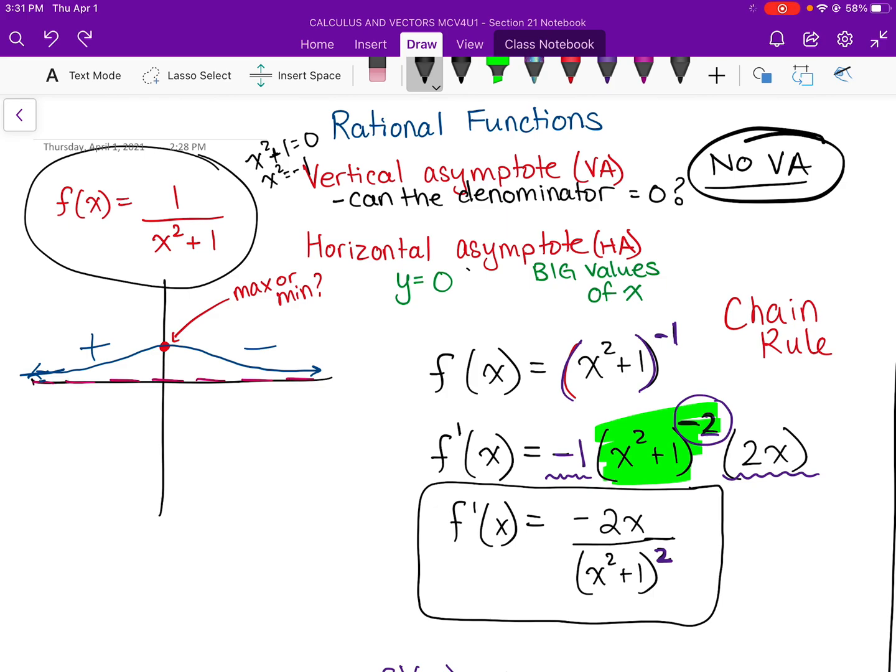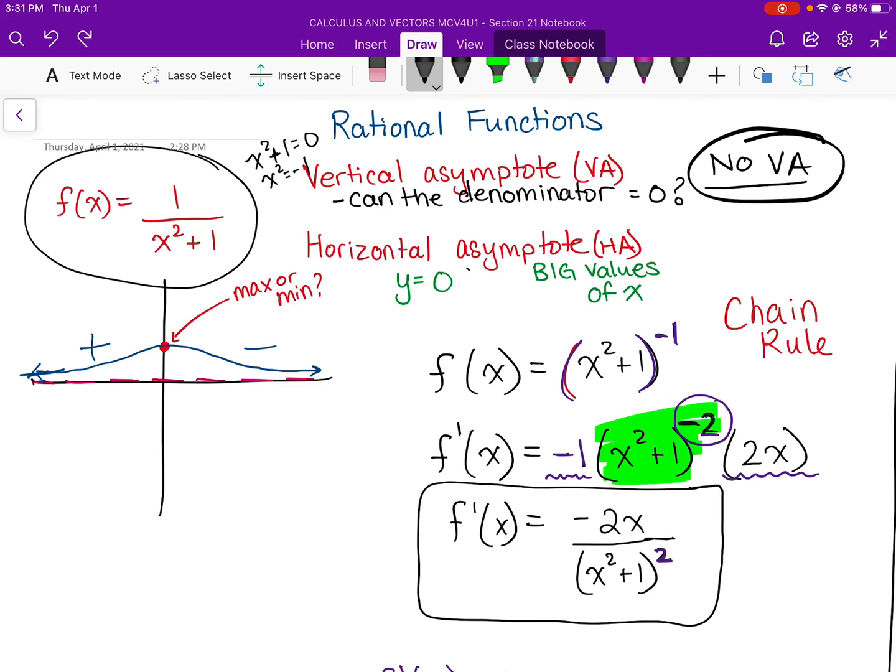So if x was really big, like a billion, and then you have a billion squared plus 1, you're going to have a really big number in the denominator. And when you take 1 and you divide it by a really big number, you approach 0. But the function is actually never going to have a value that's equal to 0. There's no value of x that you could input that would make the fraction equal to 0. So therefore, we have a horizontal asymptote at y equals 0.